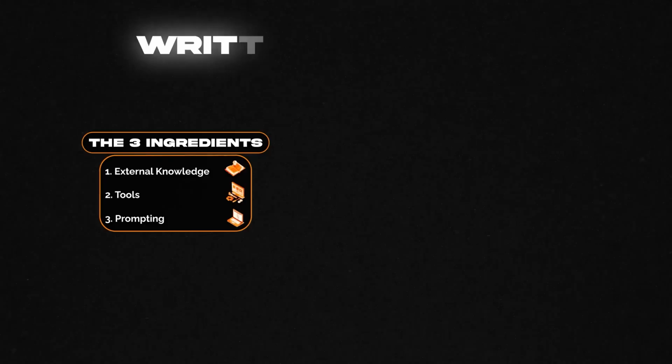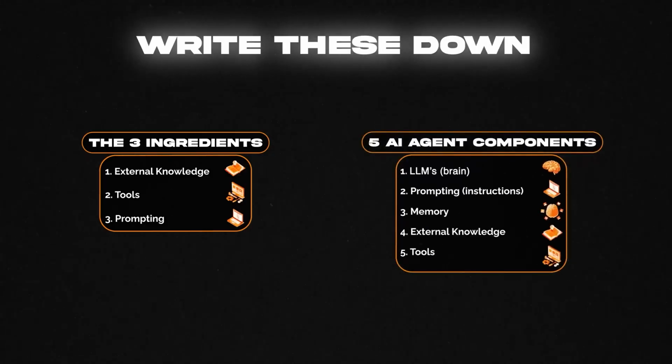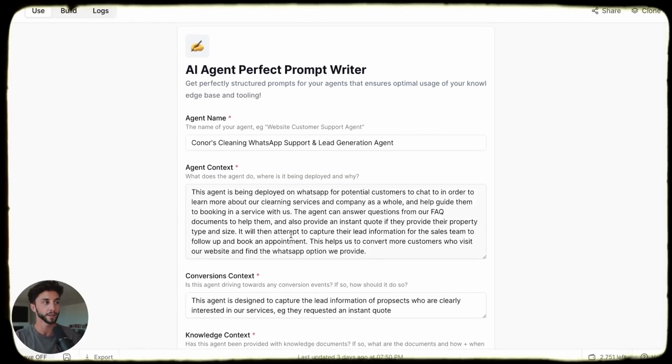So write these down. While the agent has 5 components, the brain, the prompt, the memory, the knowledge, and the tools, your main focus as an AI agent builder is in the 3 ingredients of prompting, knowledge, and tools. In the next chapter, we'll be looking at how you actually build an agent using a different combination of these 3 ingredients. But first, we need to dive deeper into the keystone of understanding how to build your own valuable digital workers. And it all comes down to tools.